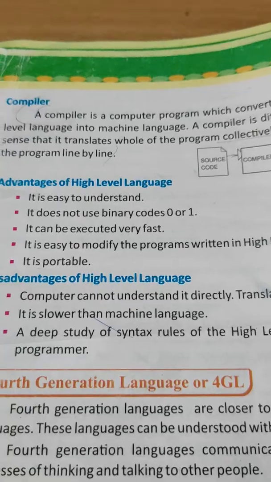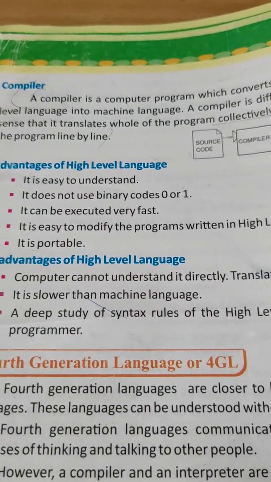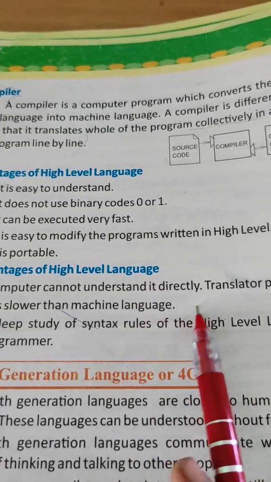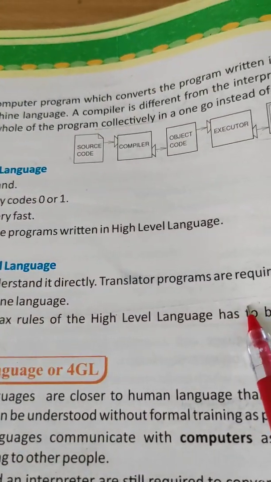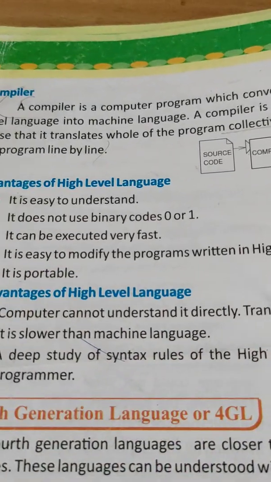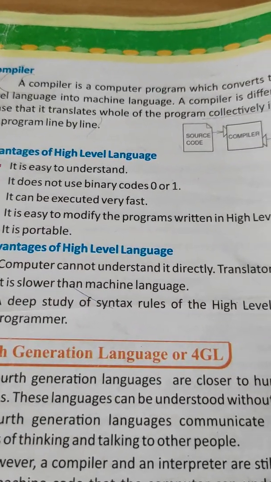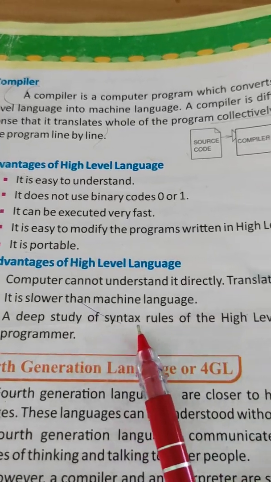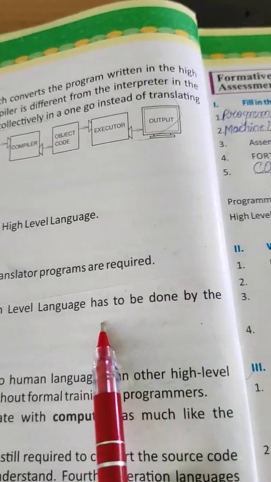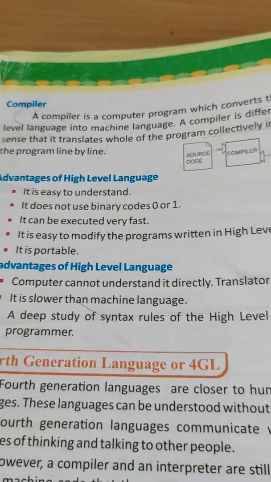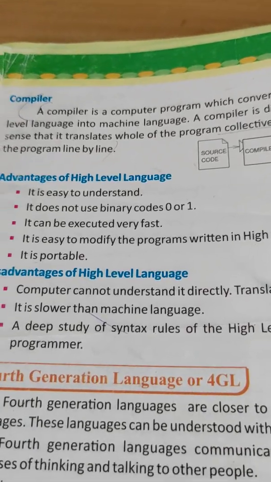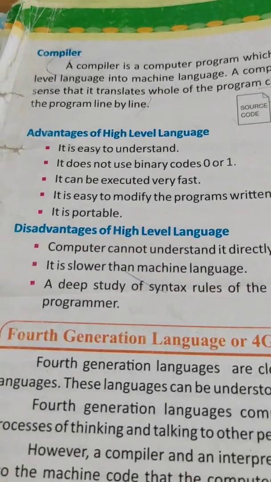Next are the disadvantages of high level language. Computer cannot understand it directly. That's why a translator is there to convert the high level language to machine language. And a deep study of the syntax rules of high level language has to be done by the programmer, meaning the programmer can understand that language. Syntax rules are there.